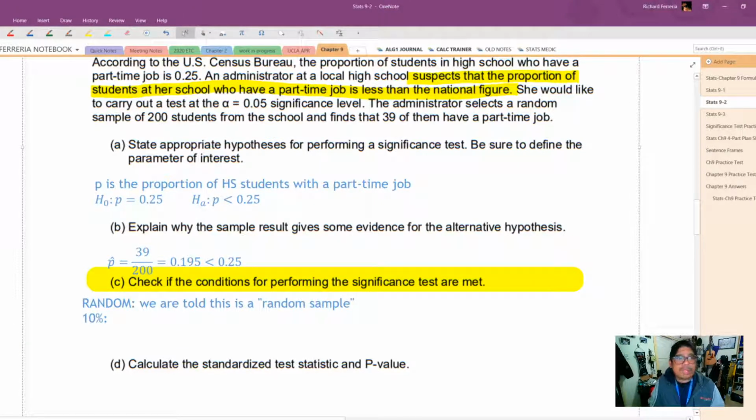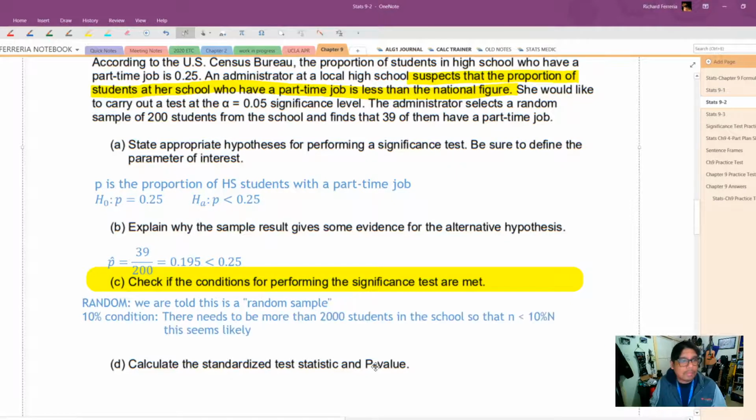For the 10% condition, we have to see that our sample is less than 10% of the population. So the sample is 200 students. 10 times 200 is 2,000. So there has to be more than 2,000 students at this school in order for this to pass the 10% condition. So we would write something like, there needs to be more than 2,000 students at the school so that n is less than 10% of the population.